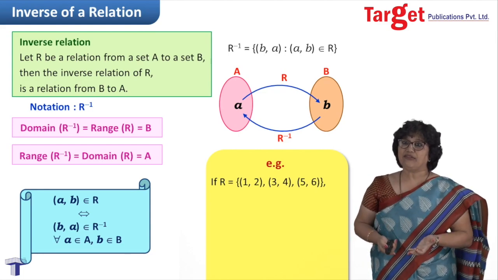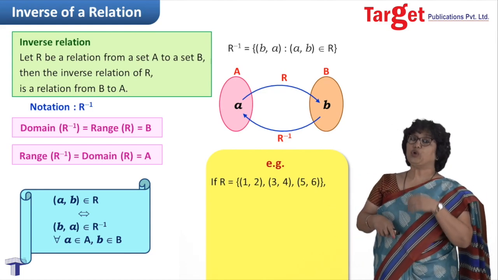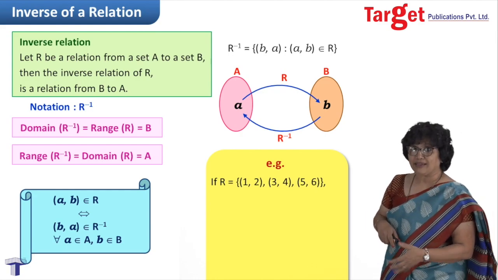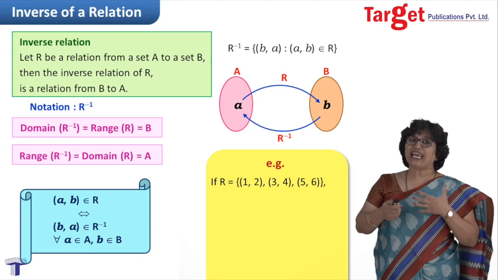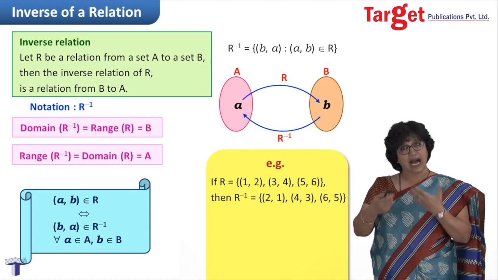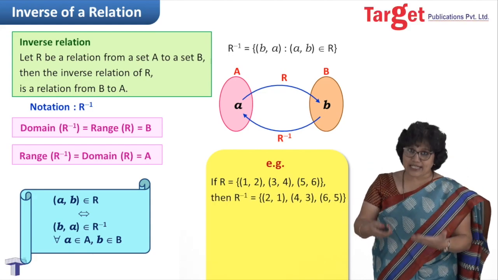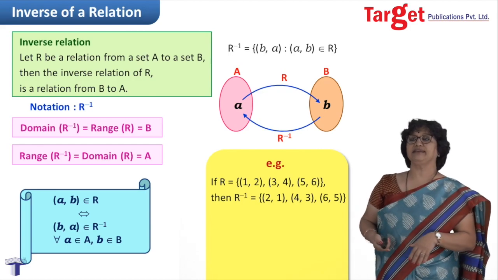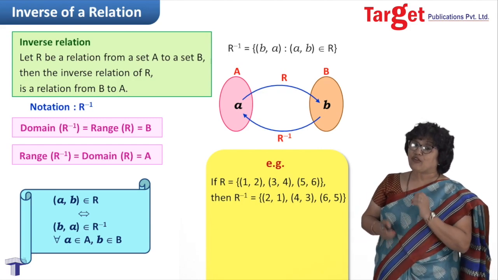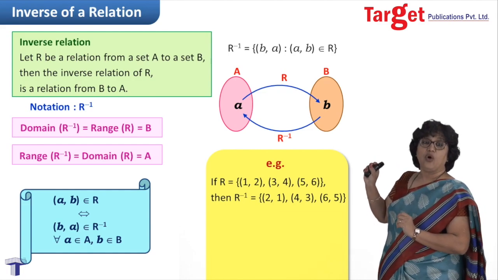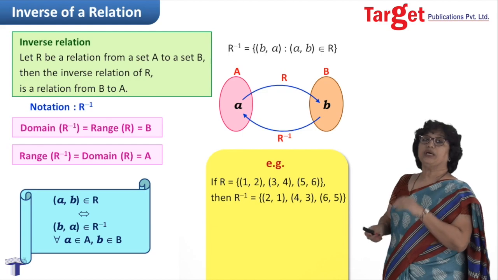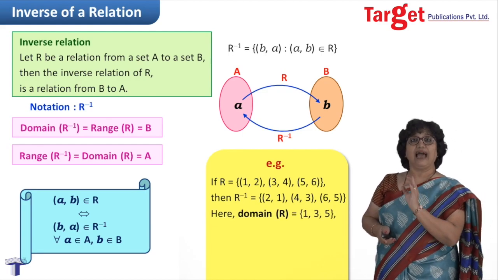Now how do we write R inverse? We write them in the reverse order. So (2, 1), (4, 3), (6, 5). These pairs must appear in R inverse. Now can we write from here the domain of R or R inverse, or the range of R and R inverse? So let us write the domain of R. That would be the set of the first element of every ordered pair of relation R. So this is a set containing 1, 3 and 5.